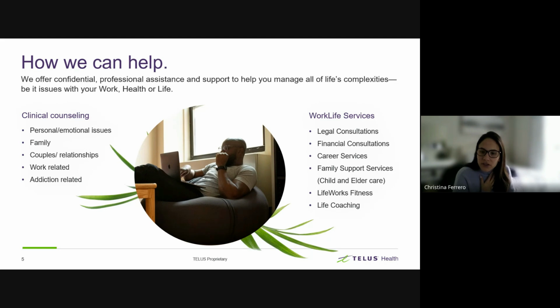I just saw a question: do the work-life services also have the 7 session limit? With these, you call in and the consultations are just one consultation. With a financial advisor, it's one financial consultation. Everything under clinical counseling is when you get the 7 sessions per person per issue. Hopefully I answered that question.